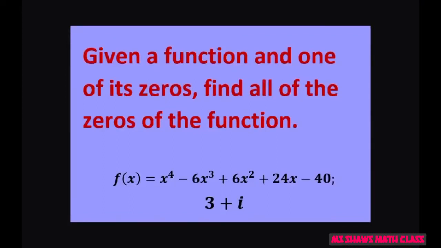Hi everyone. Given our function f of x, which we have here, and one of its zeros, 3 plus i, we're going to find all the zeros of the function. There's 4. So we're given 1, and by the complex conjugate theorem, if 3 plus i is a zero, then so is 3 minus i. So we already have 2, and we need to find the other 2.